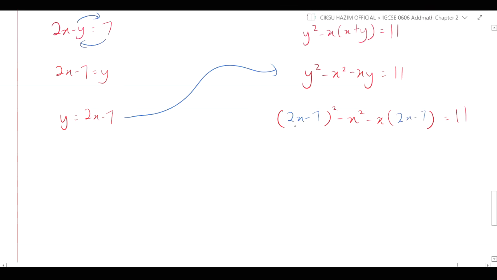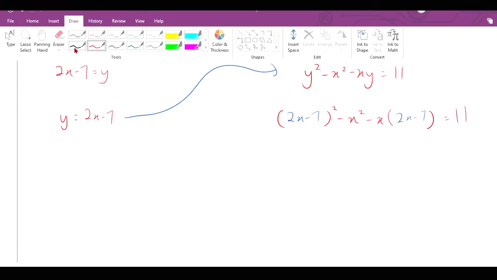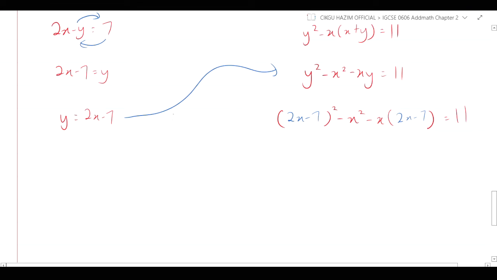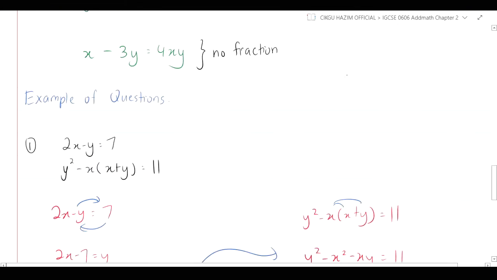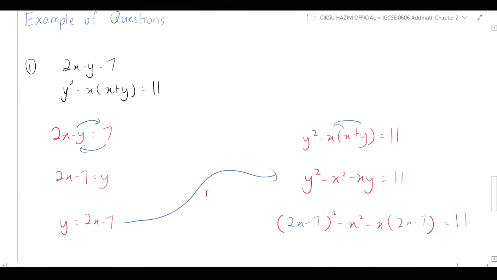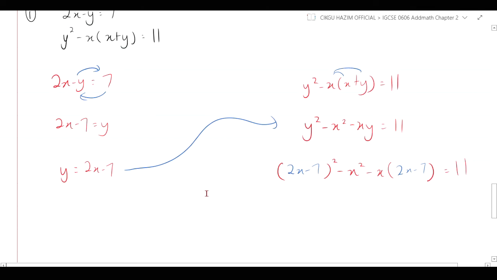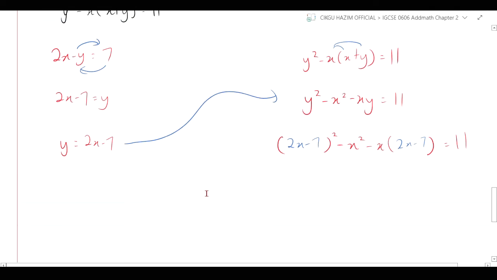But this is actually a quadratic expansion. I'll do the quick method later. Later I will upload a short video on the quick method of expanding a plus b squared. But for now I'll do it the normal way first. If you can't catch up, try to pause the video and expand manually like you usually do. You have two brackets.